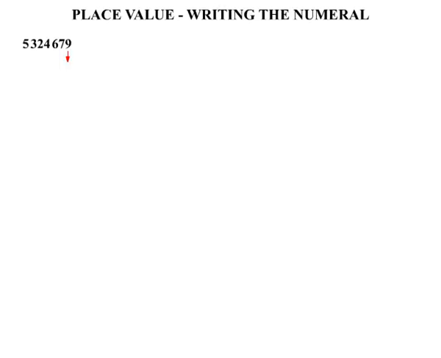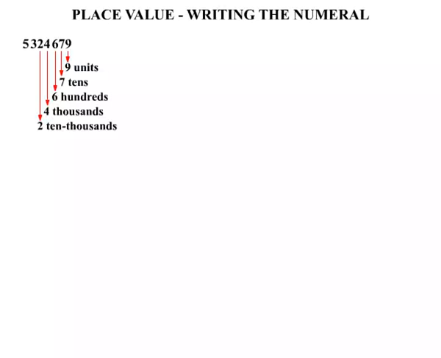Firstly, that 9, starting from the right, is worth 9 units. That's its place value. The 7 is worth 7 tens. The 6 is worth 6 hundreds. The 4 worth 4 thousands. The 2 is worth 2 lots of 10 thousands. The 3 is worth 3 lots of 100 thousands. And finally the 5 is worth 5 lots of millions.